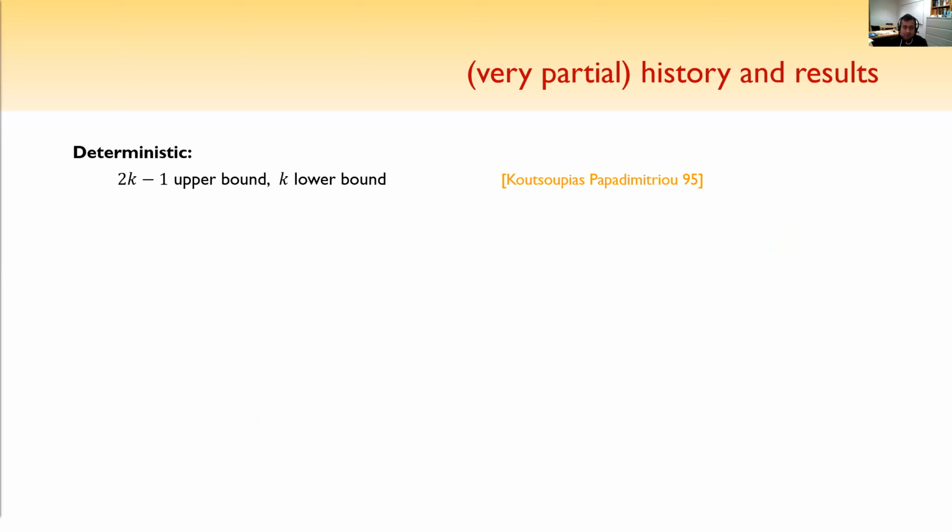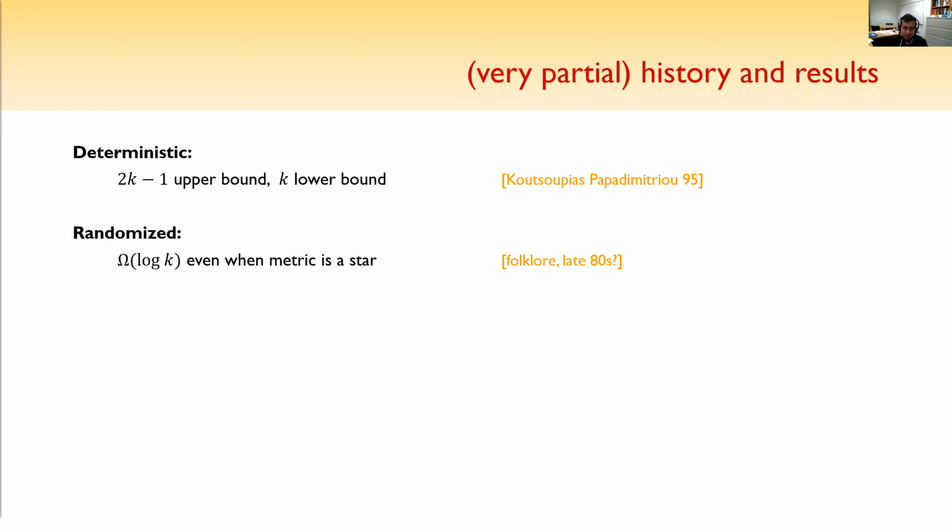So as far as deterministic algorithms go, this problem is fairly well understood. So there's a lower bound of K and an upper bound of 2k minus 1 that's obtained by the famous work function algorithm of Koutsoupias and Papadimitriou. So there is still a gap of 2 between these two factors, but that's not what we are going to be talking about today. Today, we are going to be focused on randomized algorithms.